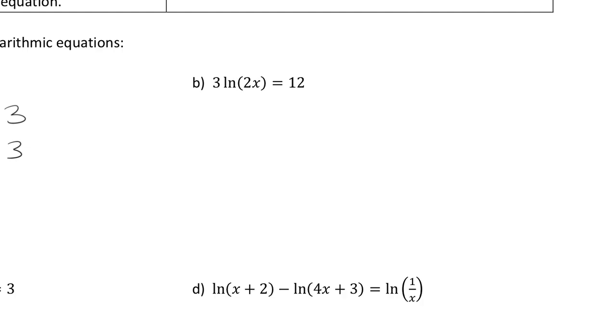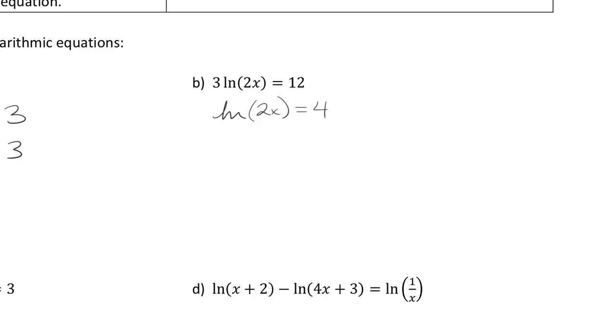Oh, would you move the x to the front? That's only if it was an exponent. Good idea, but that's only if it's an exponent. This is not an exponent. I just want to get this 3 to go away. You divide? I divide, because 3 natural log means 3 times natural log. So I get rid of the 3 by dividing. This becomes natural log of 2x equal to 4.